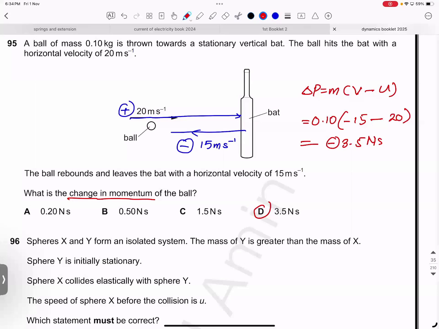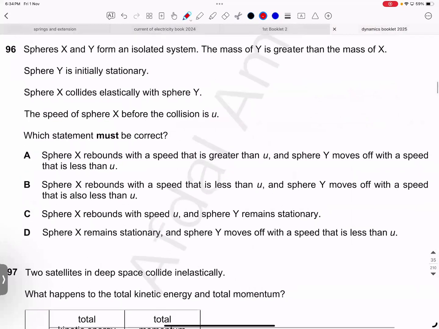Question number 96. Spheres X and Y form an isolated system. Isolated system means no external forces acting on them. Mass of Y is greater than mass of X. Sphere Y is stationary. X collides elastically with Y. Y stationary means its speed was zero. X has a speed. They say the mass of Y is more, so anywhere I'm writing, the mass of Y is more than X.